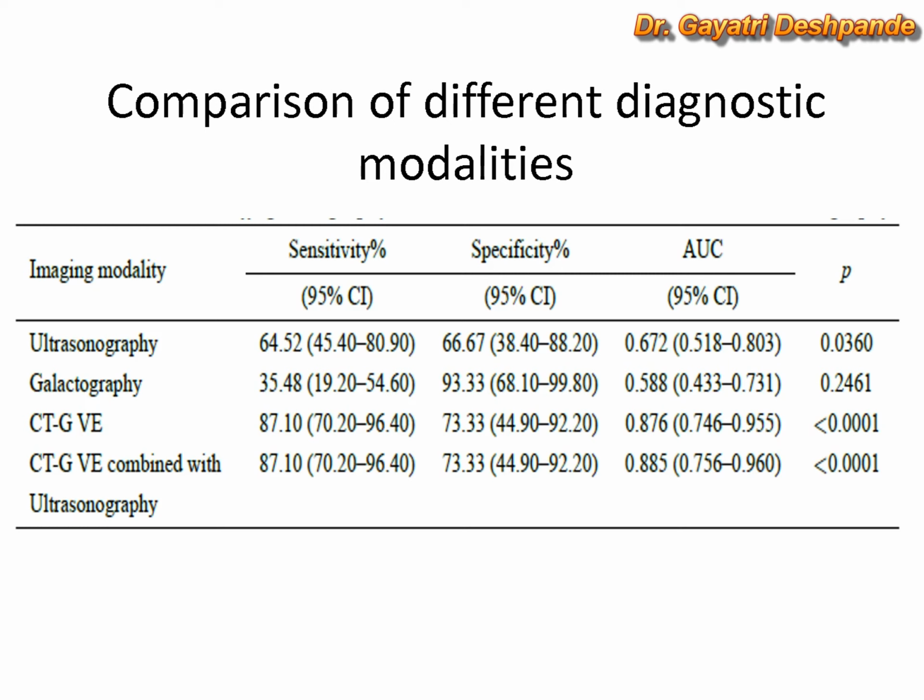In the study, they further compared the diagnostic modality of virtual ductoscopy with the traditional available imaging modalities like ultrasound and galactography. And what they found was the virtual ductoscopy had an impressive sensitivity and specificity rate. When they added an ultrasound along with a virtual ductoscopy, they did not find any major difference in the sensitivity and specificity of this new modality. However, it is in the initial stages and more data needs to be available for making it a standard modality of investigation.